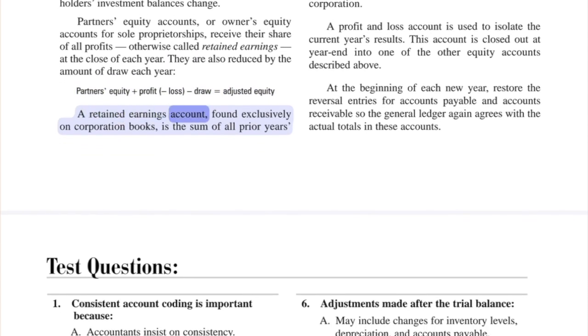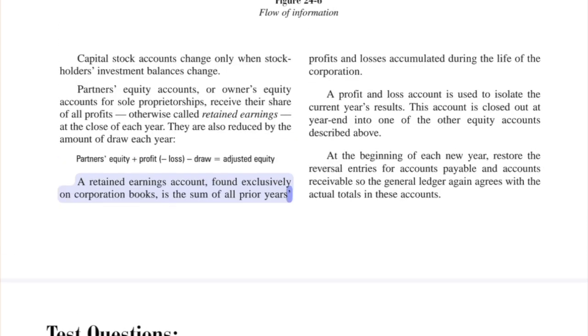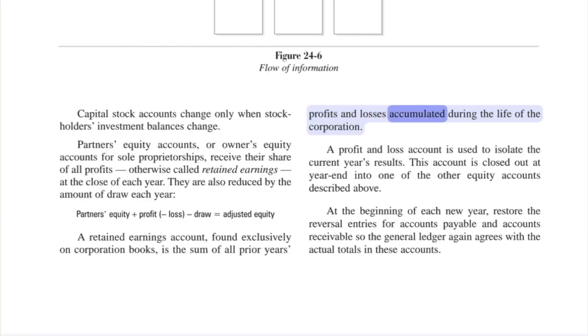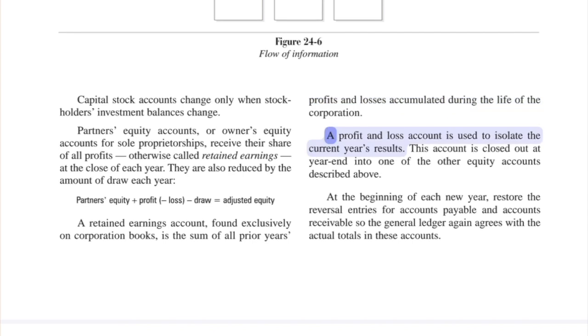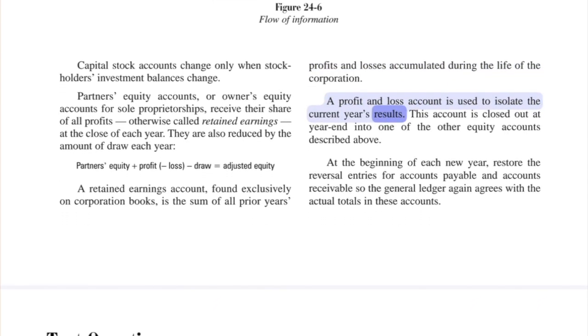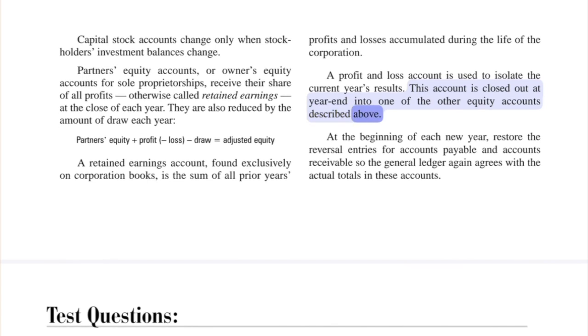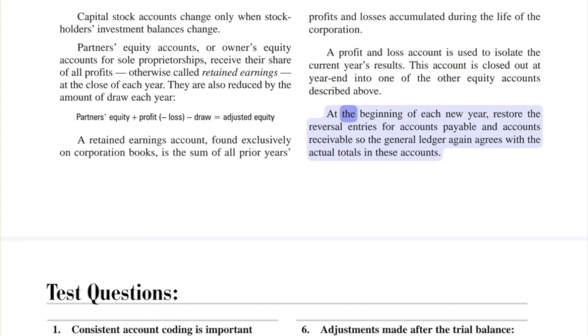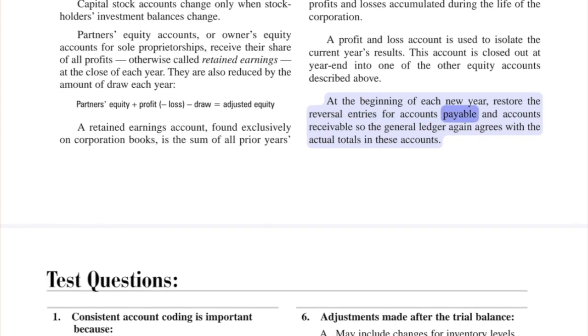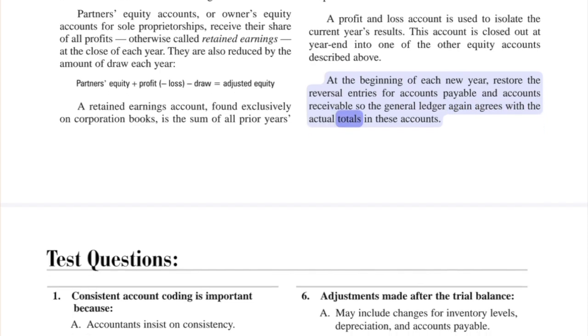A retained earnings account, found exclusively on corporation books, is the sum of all prior years' profits and losses accumulated during the life of the corporation. A profit and loss account is used to isolate the current year's results. This account is closed out at year end into one of the other equity accounts described above. At the beginning of each new year, restore the reversal entries for accounts payable and accounts receivable so the general ledger again agrees with the actual totals in these accounts.